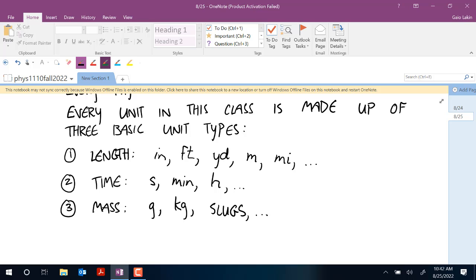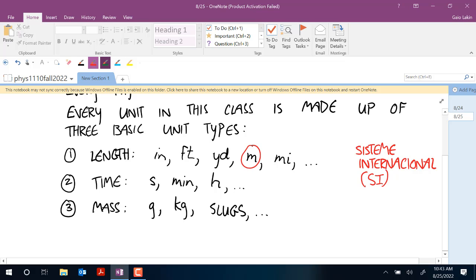We're going to pretty much always use SI units. That stands for, I don't know if I'm spelling this right, but it's French, Système International. I might be mixing up French and Spanish a little, but that's what the SI stands for. It's not English, but we'll just call it SI. And the SI units of length, time, and mass are meters for length, seconds for time, and kilograms for mass.